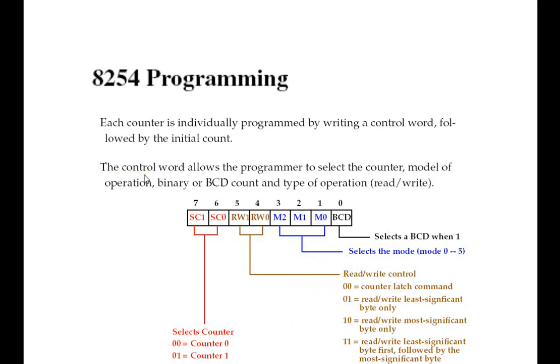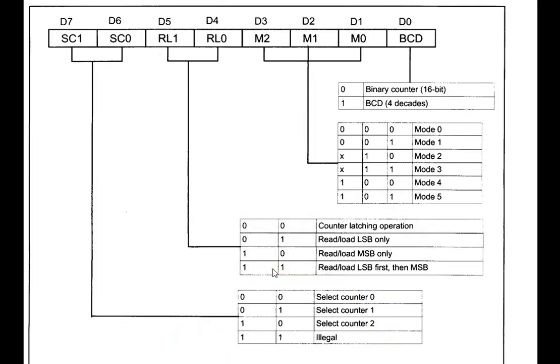The control word allows the programmer to select the counter and the mode of operation, binary or BCD counter. From this diagram you can decide those types of things. Now moving on to the next. Here we have the same diagram.